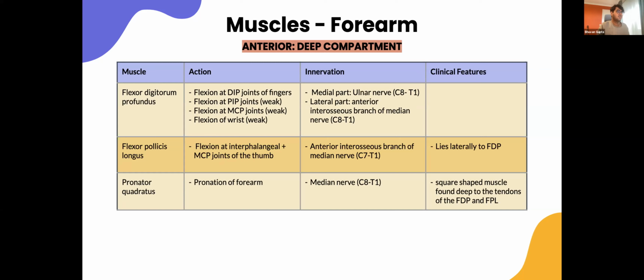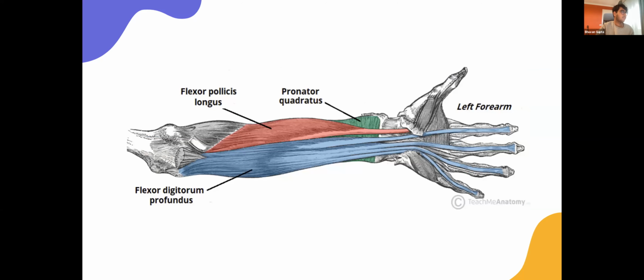Anyway, then we've got our flexor pollicis longus, our pronator quadratus. Again, it lies in the name. Flexes the thumb and is inside the forearm, which is why it's longus and not a brevis. Okay, again, just some visualization of those muscles.